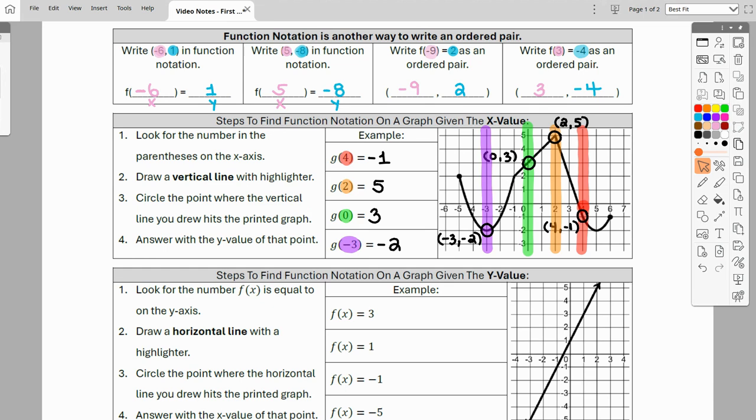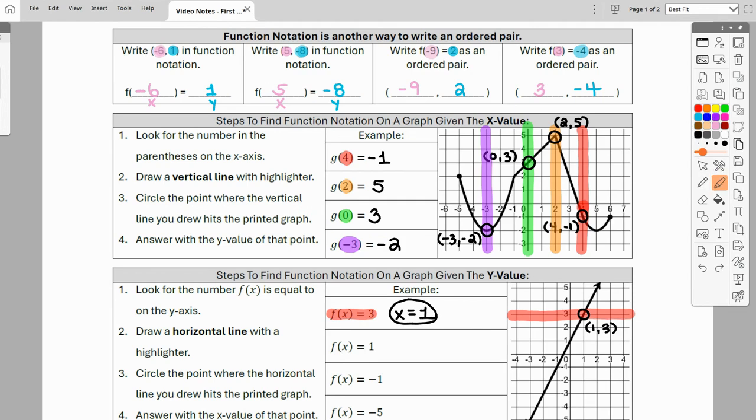In the next steps, we want to find function notation on a graph given the y value. So I'm going to work backwards now. Here's how it works. For my first example, I have f of x equals 3. So I start by finding that on the y-axis this time. And I'm going to draw a horizontal line now because I'm working backwards. I still circle where that horizontal line meets my printed graph, naming the point that's at 1, 3. But this time, because we're working backwards, we give the x value of that point. x equals 1 is my answer for f of x equaling 3 on my graph.